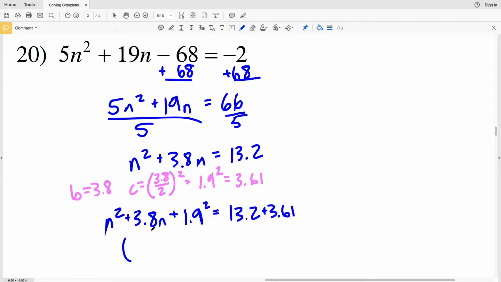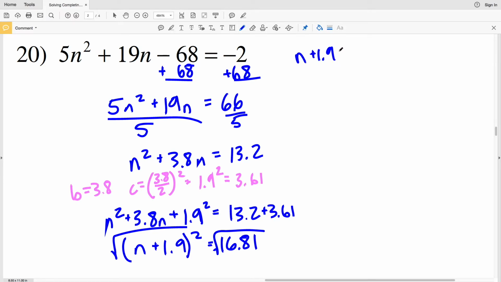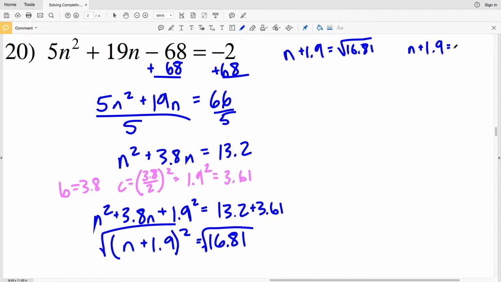Now, since this is n squared plus 2ab plus b squared, I can just write n plus 1.9 and that entire quantity squared. I also could have written 3.61 as 1.9 squared, but since I'm adding it to 13.2, ultimately, in the end, it doesn't matter how you write the numbers, just know that they're equivalent. So 13.2 plus 3.61 equals 16.81. So I'm going to take the square root of both sides. That means that n plus 1.9 equals the positive square root of 16.81, or n plus 1.9 equals negative square root of 16.81. So in both equations, I'm going to need to subtract 1.9 from both sides in order to isolate my n value.